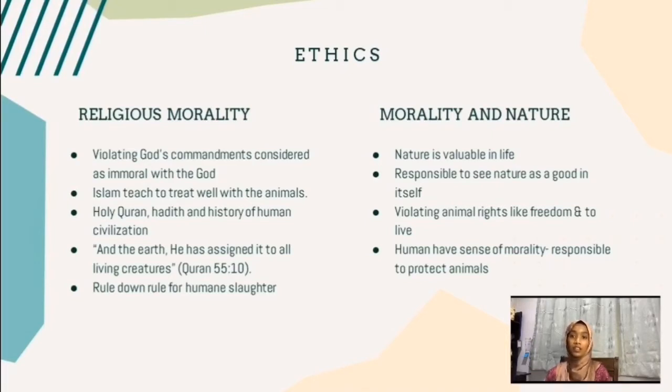Islam teaches us to treat animals well, even animals that are dangerous to us and forbidden to touch in Islam. Sources such as the Holy Quran, Hadith, and the history of human civilization tell us how not to abuse animals. And the earth He has assigned to all living creatures. Surah Yunus is an example of guidance for people to take care of all living creatures, including plants and animals. Plus, Islam also sets rules for humane slaughter.